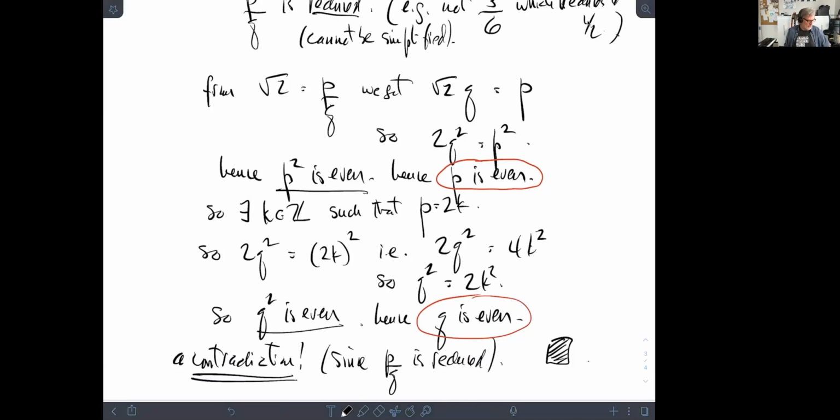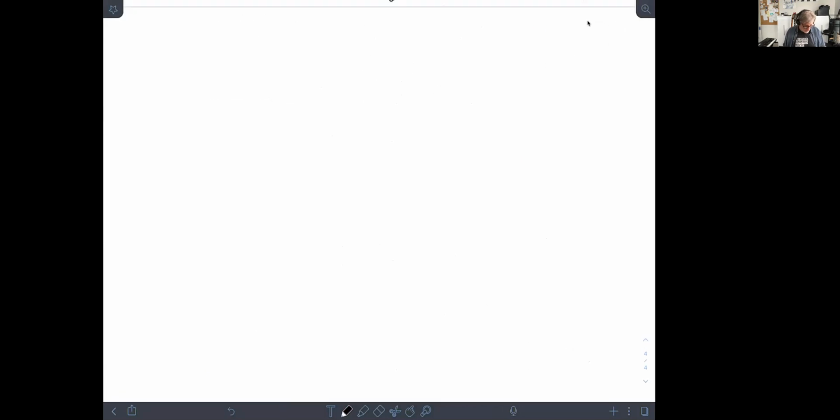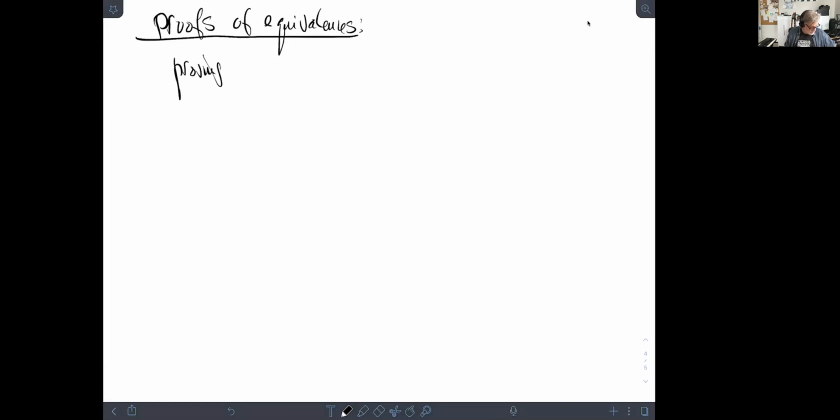Okay. So let's move on to a few other technicalities, unless there are questions. Okay. Proofs of equivalences. There's often need to prove statements of the following form. So proving a statement of the form P if and only if Q.